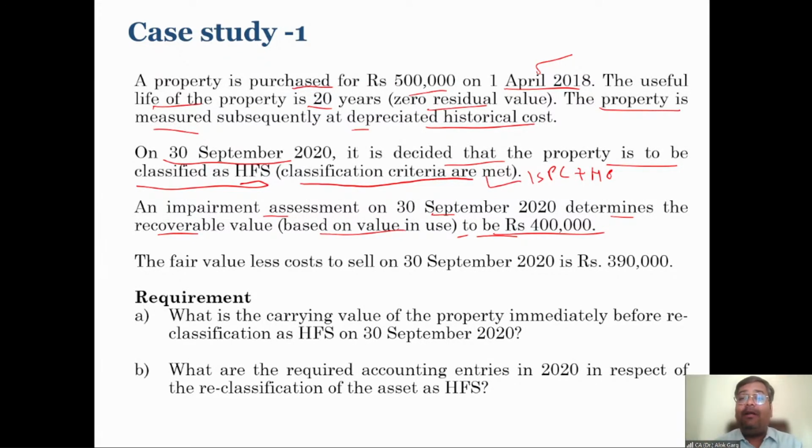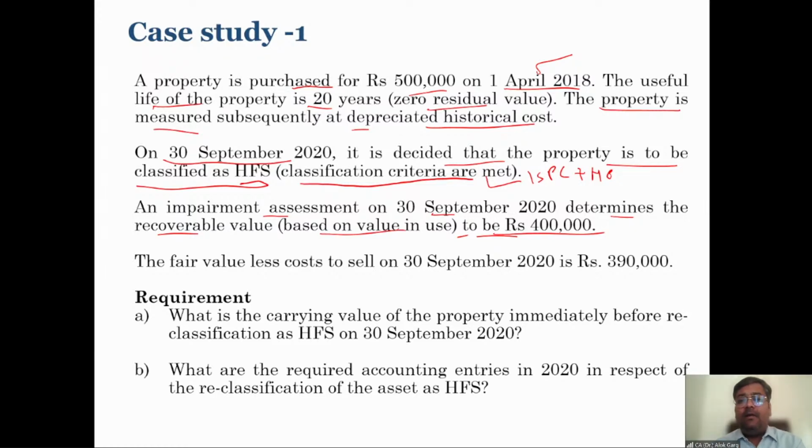Impairment loss is a fundamental principle. What is the concept of impairment loss? The concept is any item in your balance sheet should not be stated at more than the recoverable value. That is the concept, right? And that is why while computing carrying value, the formula is cost minus accumulated depreciation minus accumulated impairment loss. This is the formula, right?